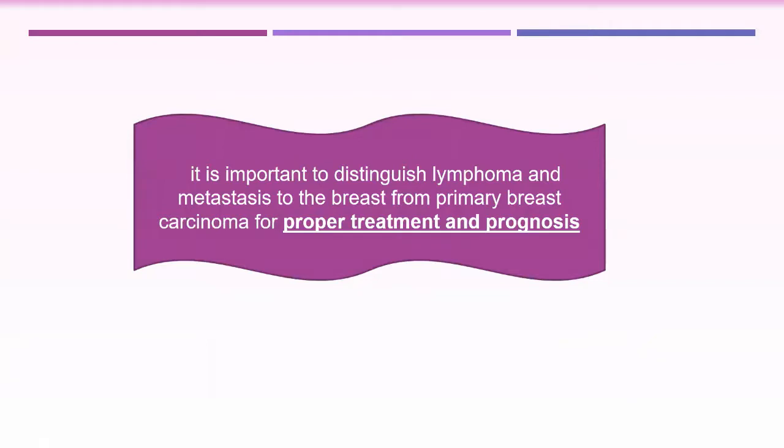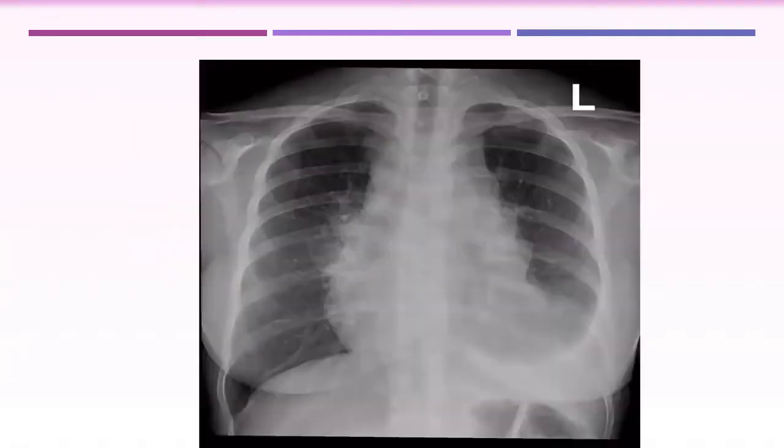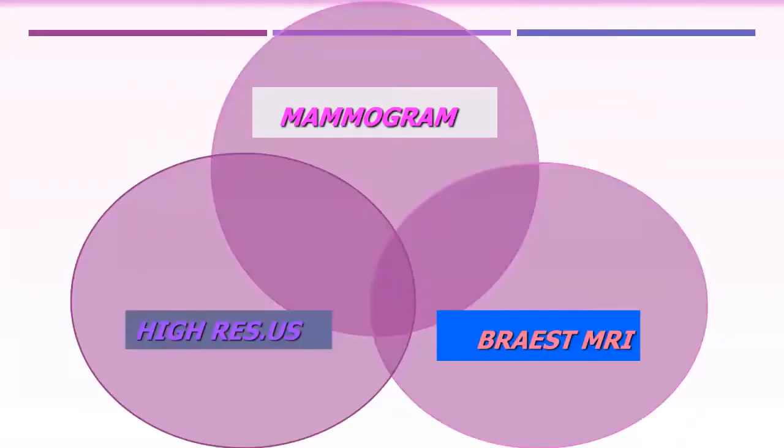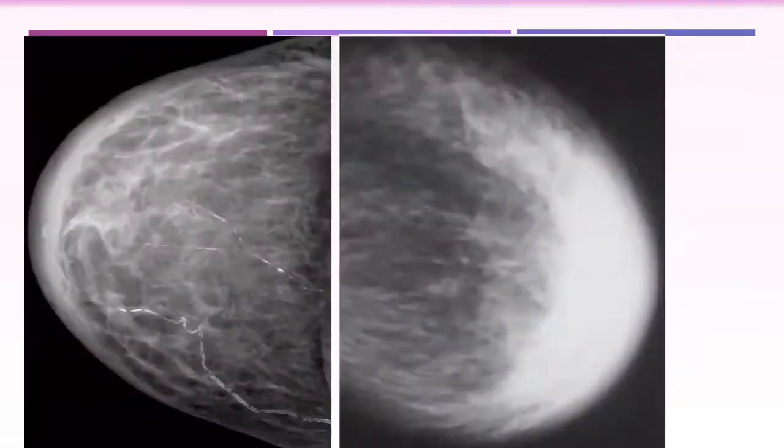So it is important to distinguish lymphoma and metastasis from primary breast cancer. Why is it important? Because it will affect the management of the patient. Excellent. Because it will affect proper treatment, and prognosis is different. We have to differentiate primary carcinoma from other types of carcinoma.